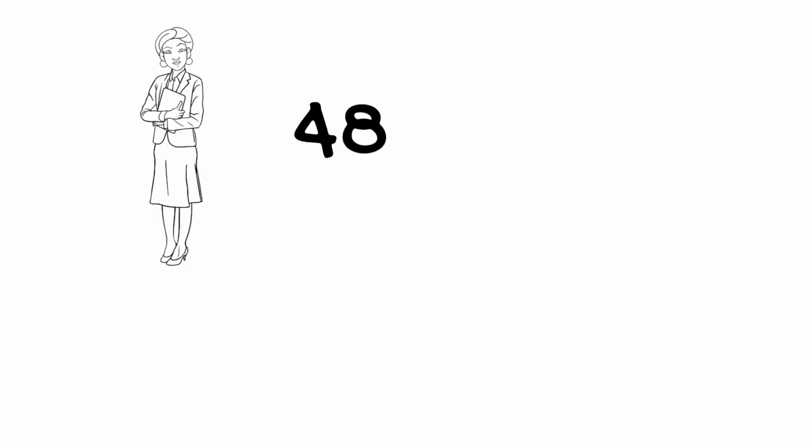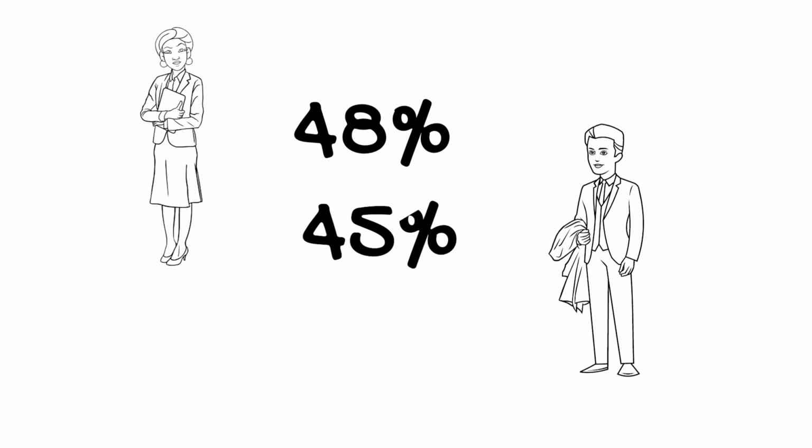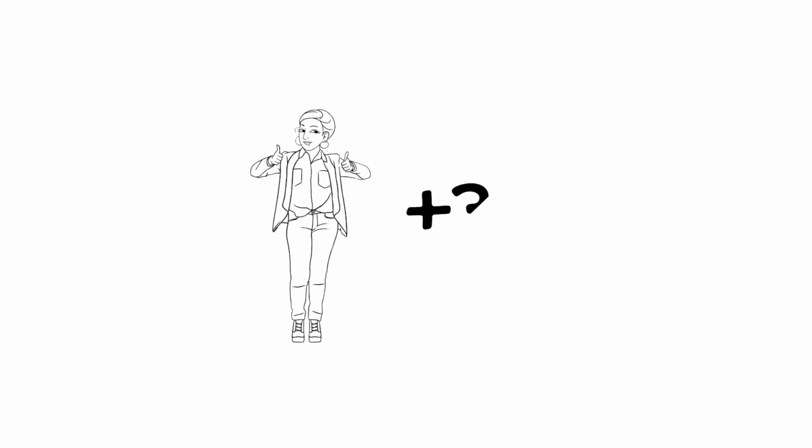Let's say we have two political candidates. Smith is polling at 48% of the vote and Jones is polling at 45%. In this example, Smith has a 3-point advantage in the poll, suggesting they are favored to win the election. But every political poll has a margin of error.